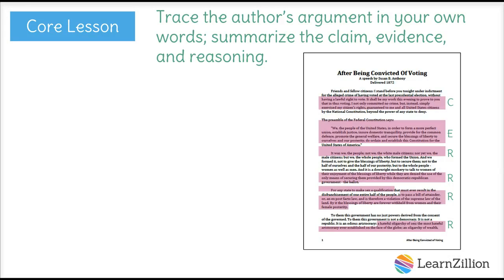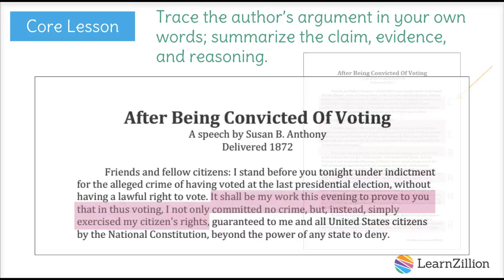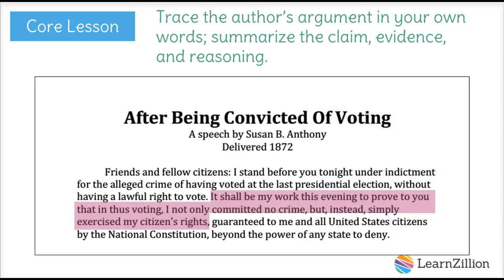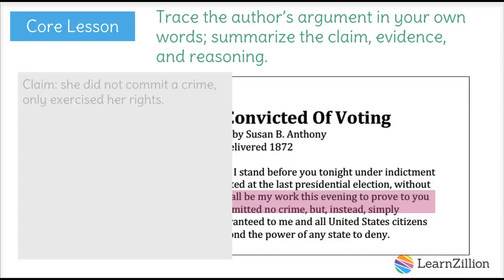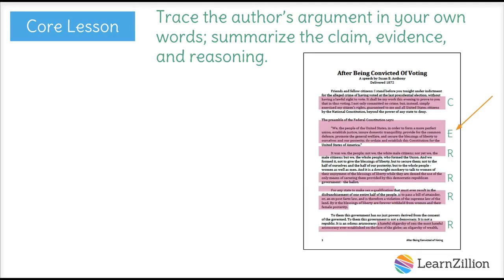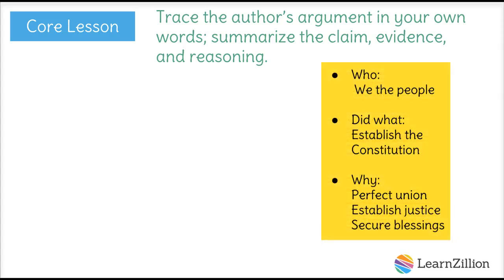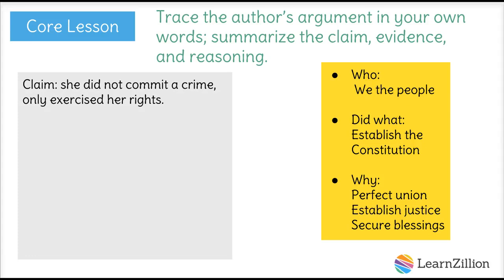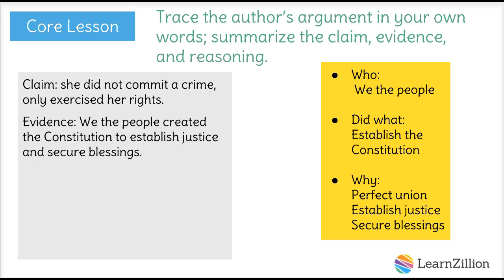Looking at my annotated text of the structure, I see Anthony began with her claim. So I'm going to pull up the text where I highlighted her claim and quickly reread what I highlighted. Then I'm going to jot down her claim in my own words. Going back to my annotated text, I see Anthony continued by citing her evidence. Just like before, I'm going to pull up these notes and reread them. Then I'm going to jot down the evidence in my own words.